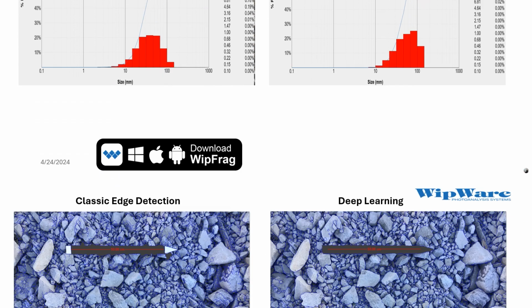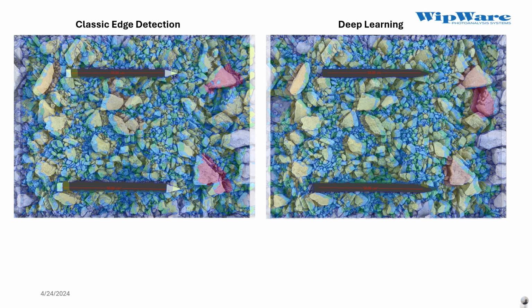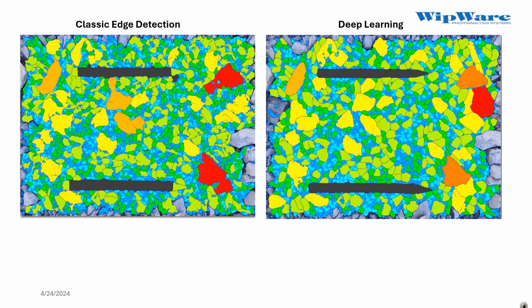Then here is another image. This is a clearer image that is captured with good quality, and we have the classic edge detection giving better results. Then the deep learning is also shown at the other side. Then this is the result. We still have some fusion, that is material coming together as one being identified by the software. Then you have the deep learning showing forth a good result.